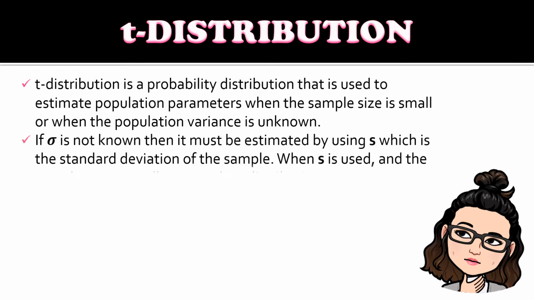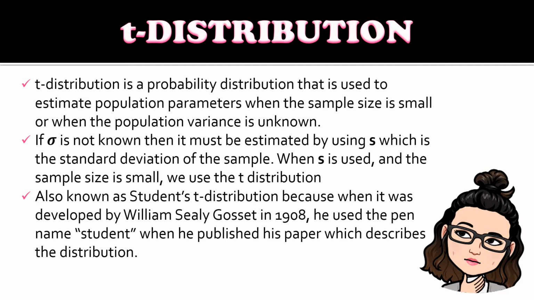If the population standard deviation is not known, then it must be estimated using s, which is the standard deviation of the sample. So when s is used and the sample size is small, we use the t-distribution. It is also known as the student's t-distribution because when it was developed by William Sealy Gosset in 1908, he used the pen name Student when he published his paper, which describes the distribution.